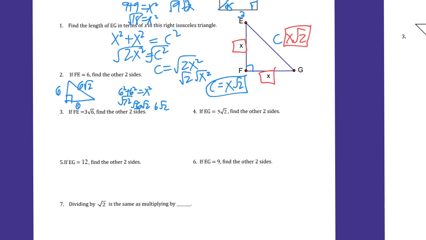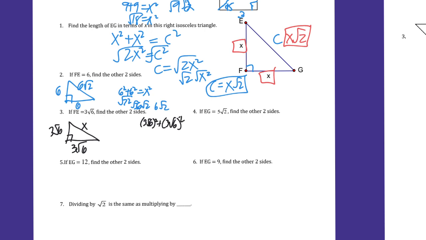If FE is 3 square root of 6, and you have an isosceles right triangle, we know both legs will be 3 square root of 6. What would the hypotenuse be? Well, could you do the Pythagorean theorem? Yes. You could take 3 square root of 6 squared plus 3 square root of 6 squared and see what you get, and take the square root.